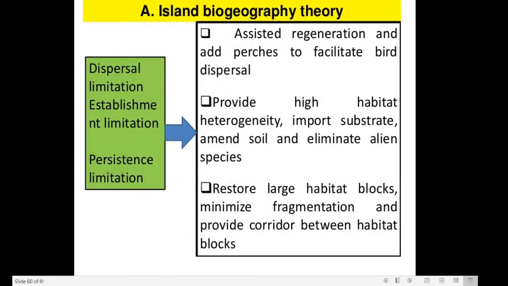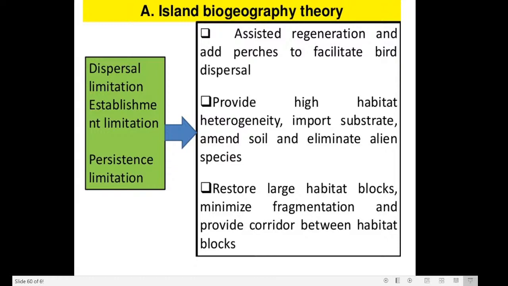In this island theory, there is dispersal limitation, establishment limitation, and persistence limitation, three things. For dispersal limitation, assisting regeneration and the passage of facilitated birds helps dispersal. For establishment, provide high habitat heterogeneity and import substrate, which supports establishment. Then persistence means restoring large habitat blocks with minimum fragmentation, so provide a corridor between the two habitat blocks. Maintain it as a supporting one.